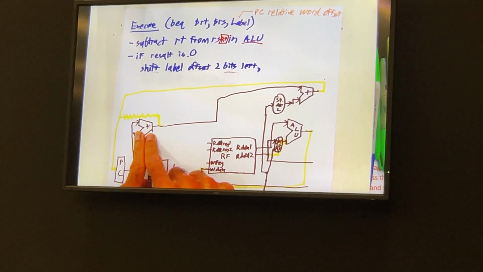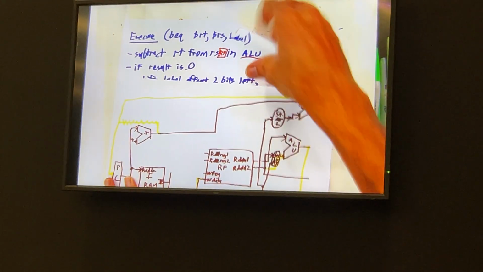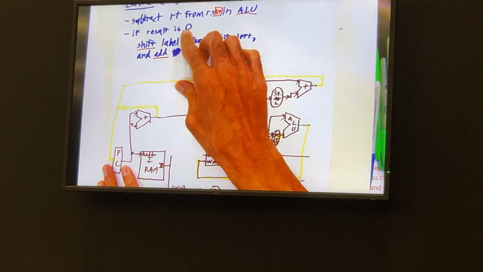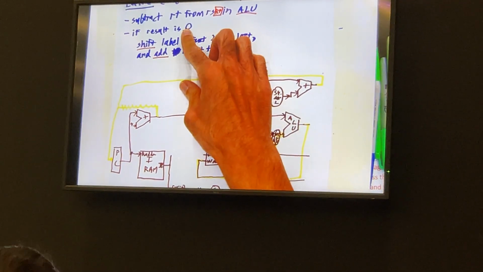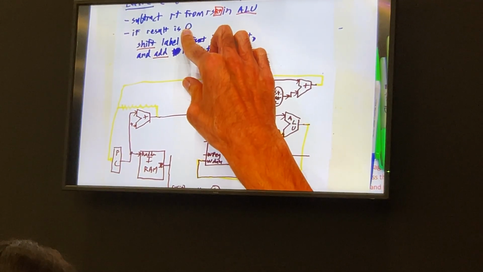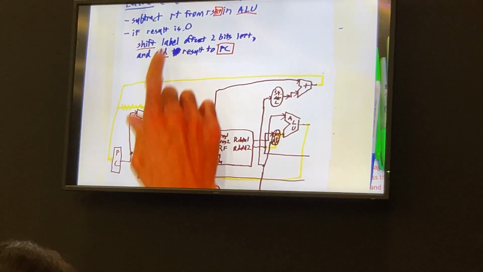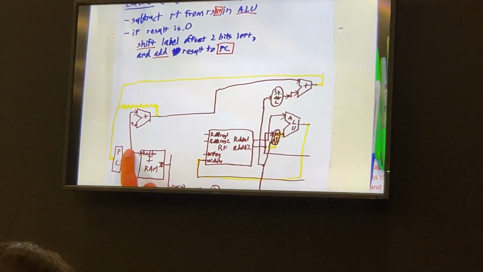And now we got the branch if equal. Blue and red. The result is 0. That has to do with control, so we'll talk about that later. But the datapath, we did this, and we got it back.